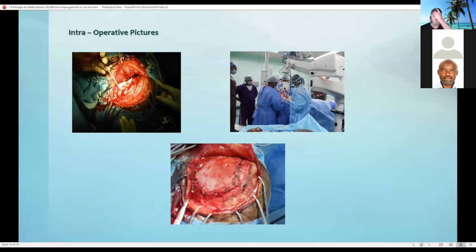So here we have some intraoperative pictures. As I explained, the operative team is there. We did the operation, and the postoperative MRI was satisfactory. Next slide.